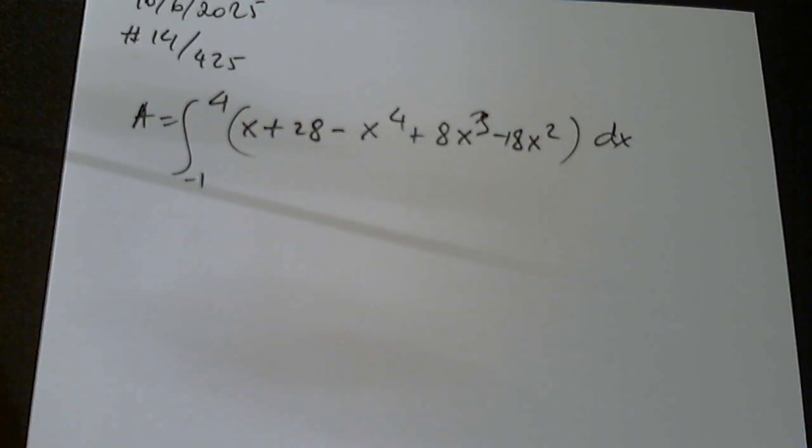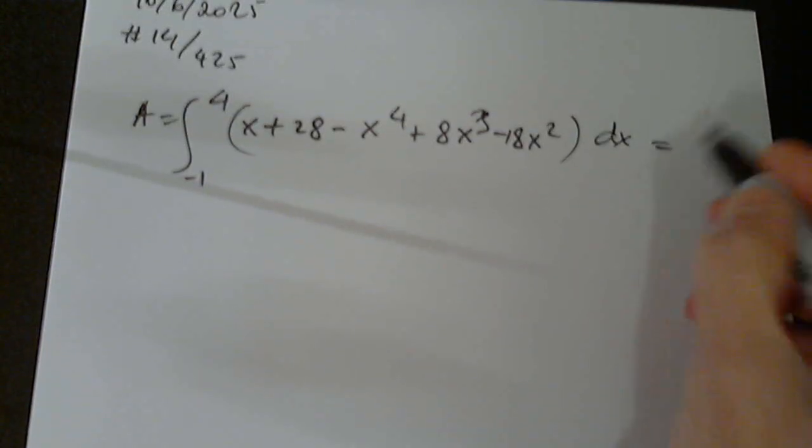From the above, which is g, which is x plus 28, minus the below function, of course, which is f. So minus x to the fourth plus 8x cubed and minus 18x squared. Is this okay so far? Yeah. Okay, very good, thank you.